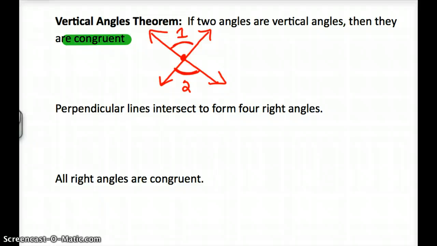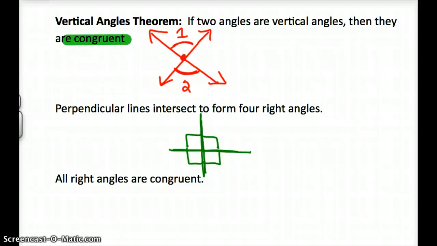Our next theorem just states perpendicular lines intersect to form 4 right angles. Perpendicular lines form a right angle, one right angle. Well, if this is 90 and this is a straight line, then isn't that side going to be 90? If this was an intersecting line, then this side would be 90, and then that side would be 90. All right angles are congruent.